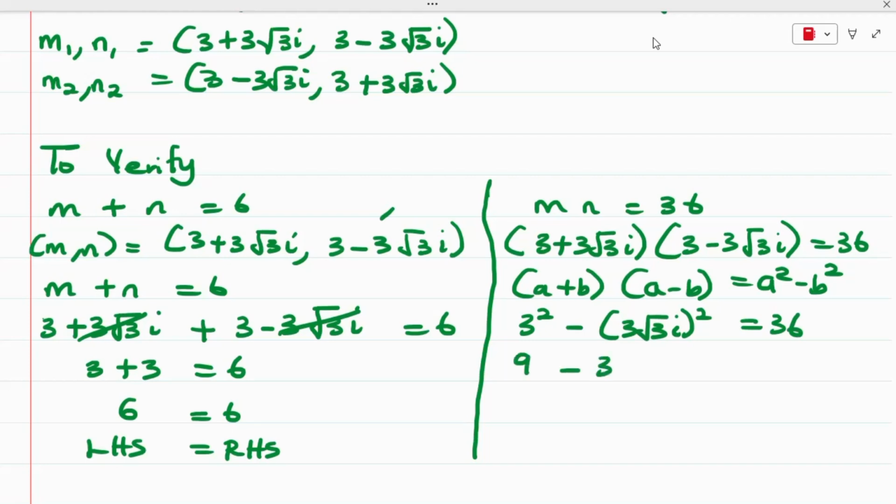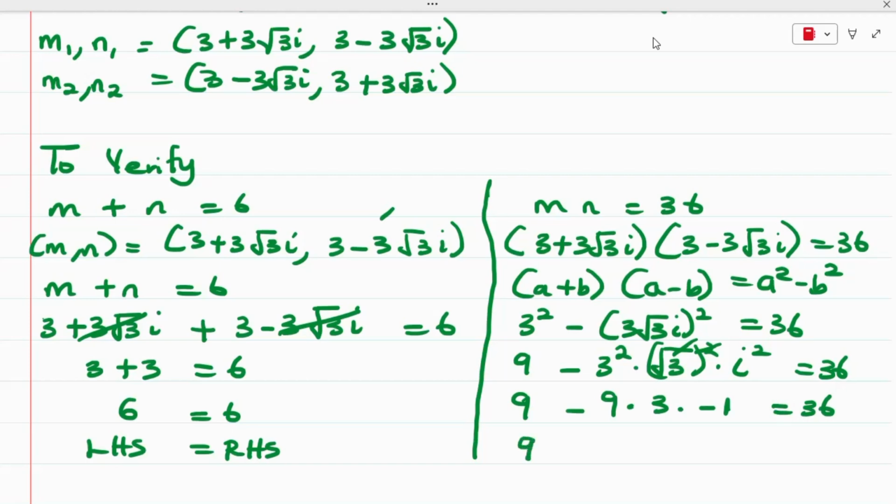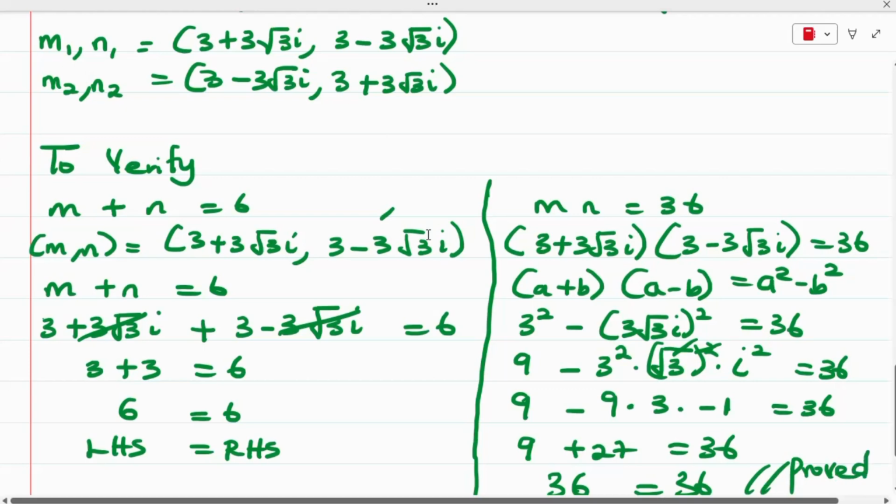Open up this, we have this to be 3 square multiplied by the square root of 3 all squared multiplied by i square, and this is equal to 36. So 9 minus 3 square is 9, this cancels by this, multiplied by 3. Now i square is negative 1, and this is equal to 36. So we have 9 minus 9 multiplied by 3 multiplied by negative 1 will give us plus 27, and this is equal to 36. So from here 9 plus 27 is 36, which is equal to 36, and this has been proved. So we have been able to verify this right here.